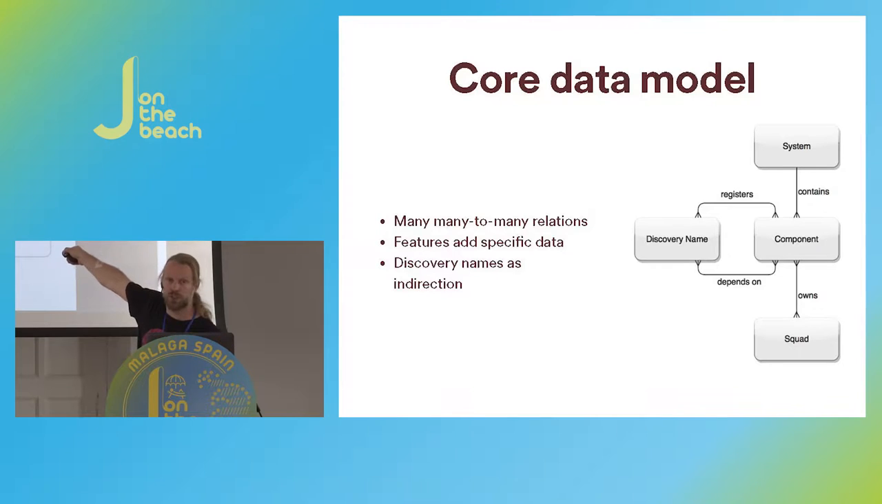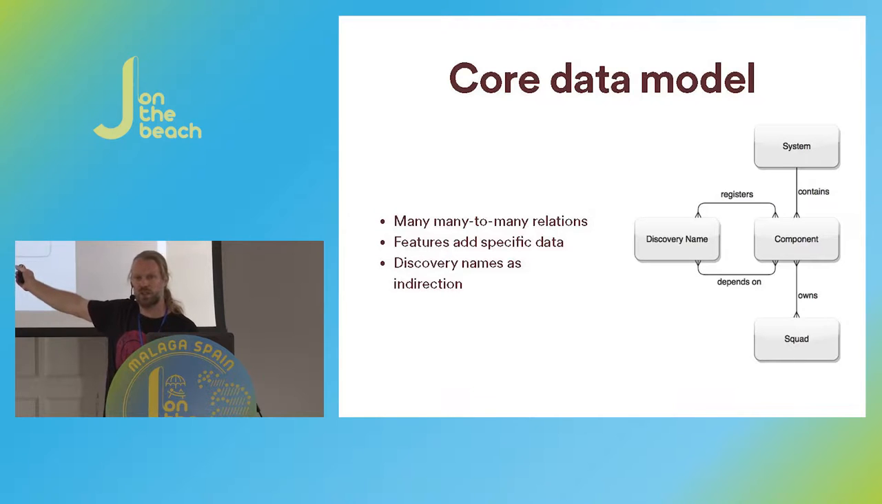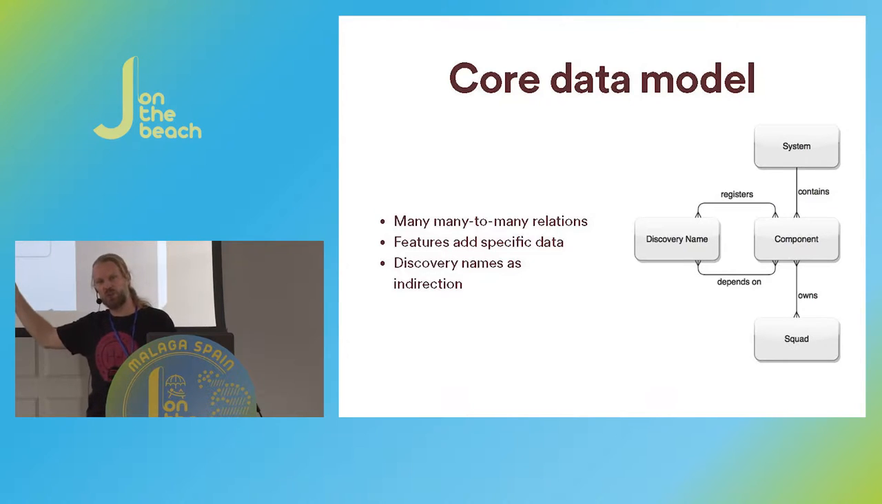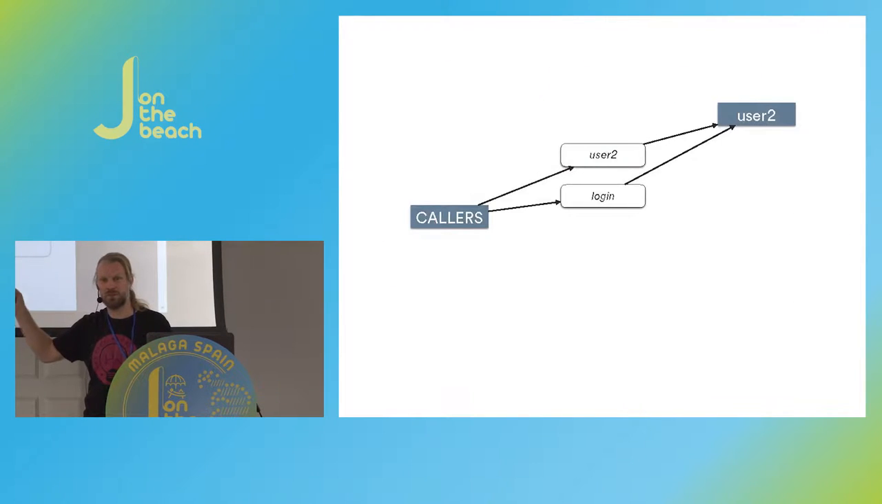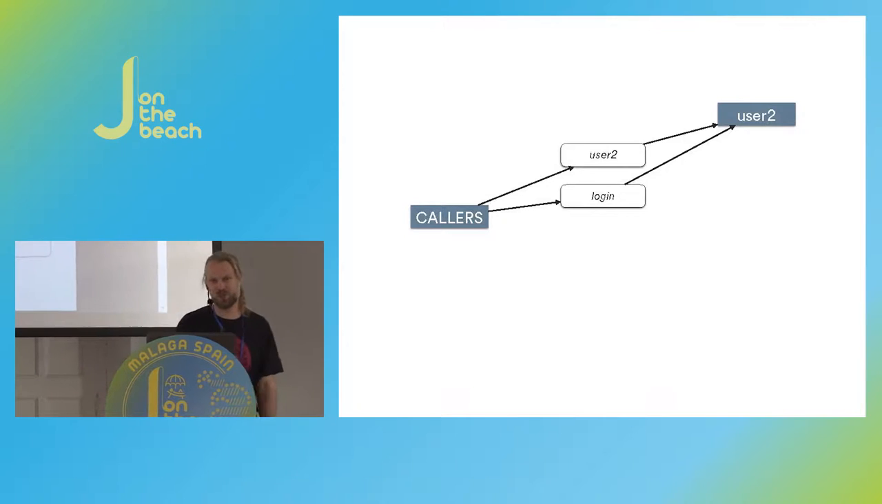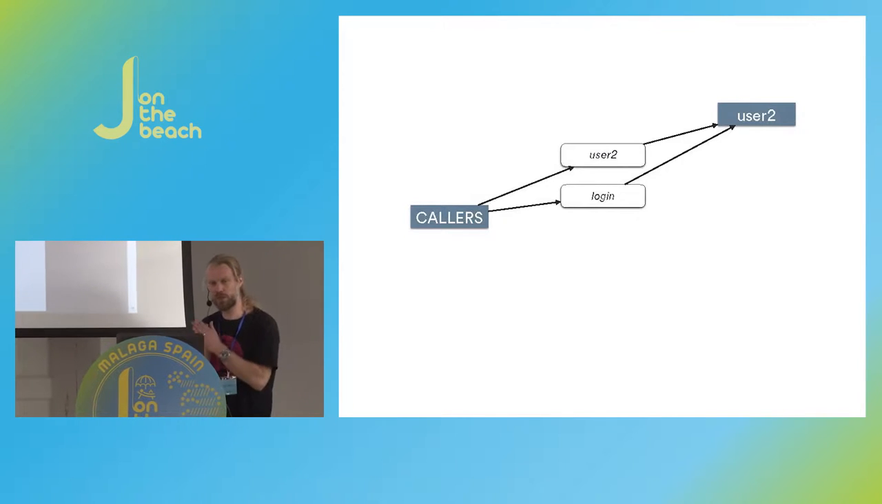So this one then. A component can register many discover names. That's not problematic. It's like you have different aliases, so you can call a service George or Bob, it doesn't matter. But the other direction is a bit funny. More than one component can register the same discovery name. Why is that? I'm going to tell you, because it's not obvious. And I'm going to do that by an example.